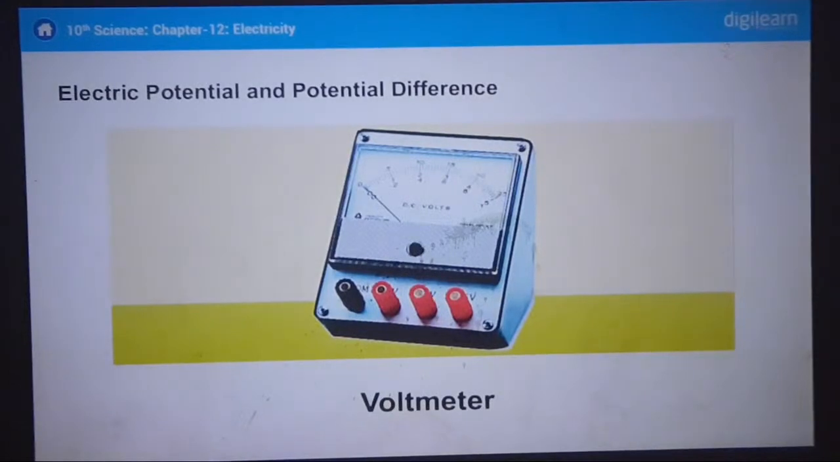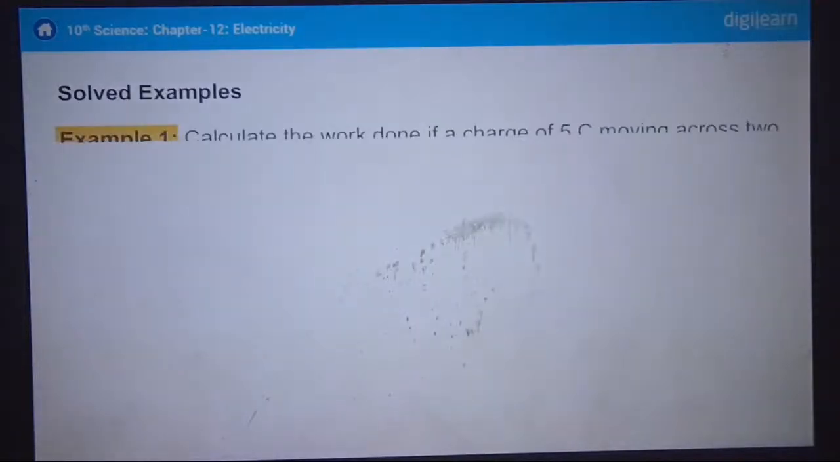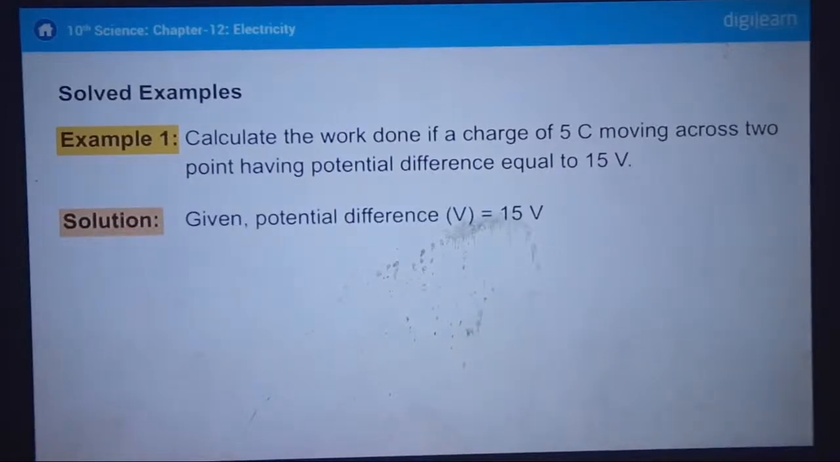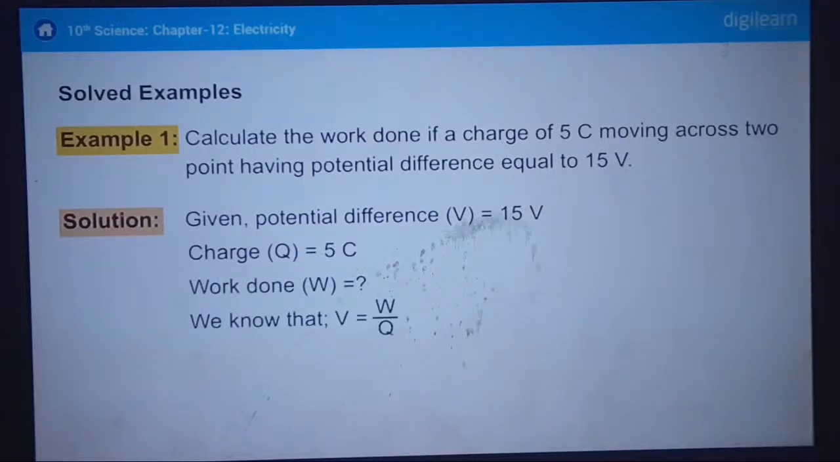Voltmeter: an apparatus to measure the potential difference or electric potential difference between 2 points in an electric circuit. Example 1. Calculate the work done if a charge of 5 coulombs moves across 2 points having potential difference equal to 15 volts. Solution: given potential difference V equal to 15 volts, charge Q equal to 5 coulombs. Work done W to be found out. We know that V equal to W by Q, or W equal to V into Q, or W equal to 15 volts into 5 coulombs equal to 75 joules.